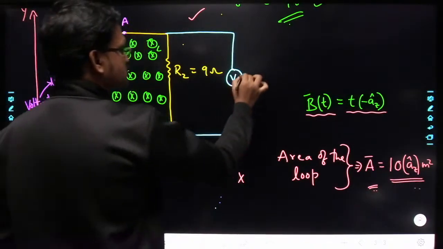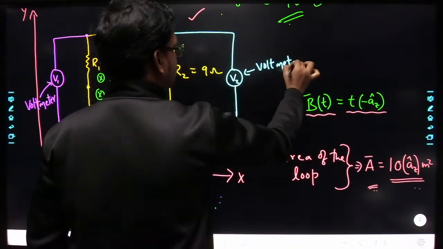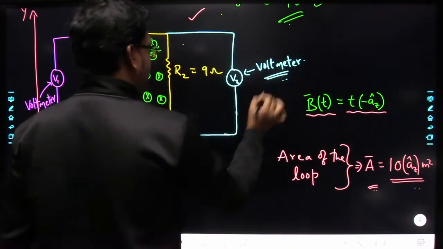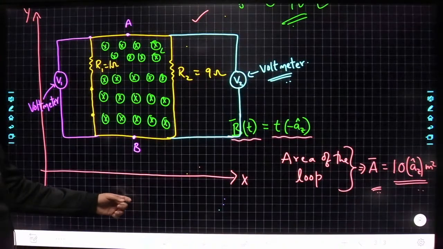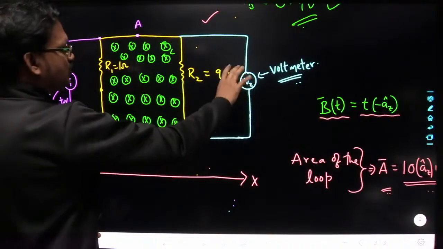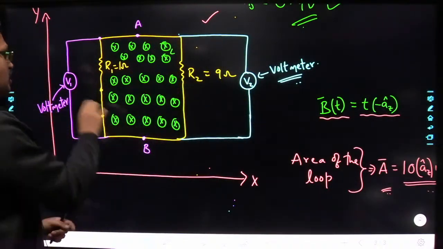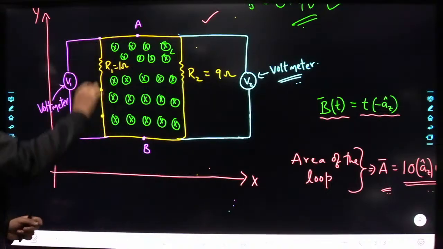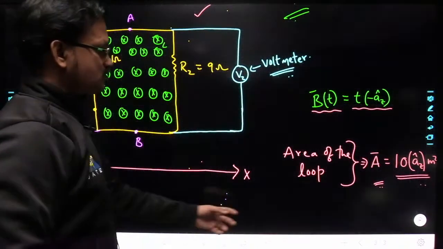Okay, so this is nothing but a voltmeter here. This is not a voltage source, this is a voltmeter, remember that. Okay, so this is a voltmeter and this is also a voltmeter, right? Okay, so what these voltmeters will do here is measure the potential drop across these terminals, and measure the potential drop across these terminals. Understood? Okay, yeah.